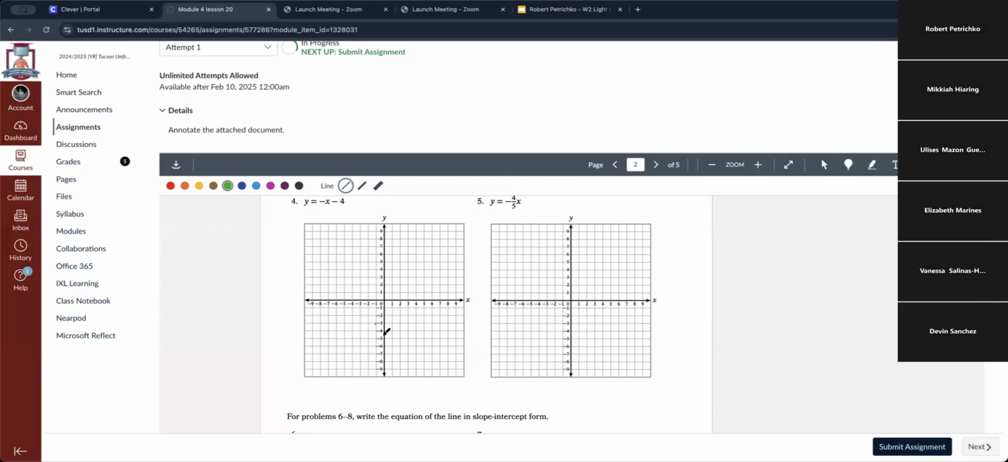So you got -4, 0, up, that's -3, down to the -4. Right there. Yeah. So make a line that goes between those 2 points.